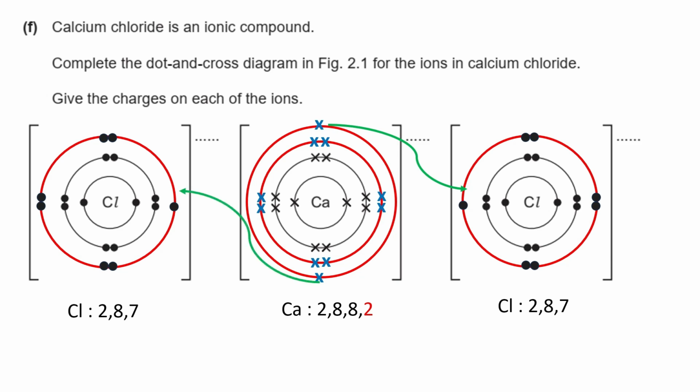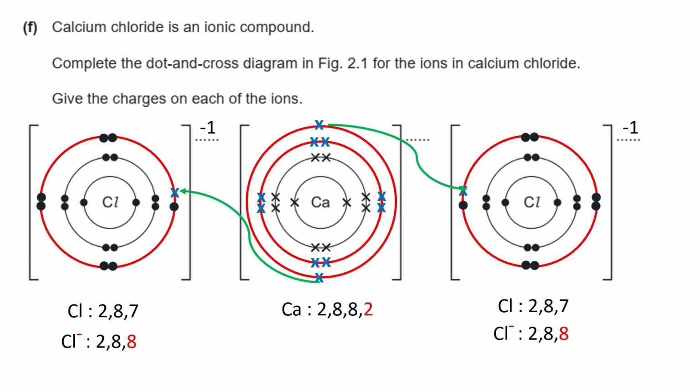Look, when these 2 chlorine atoms gain electrons, they change into chloride ions containing 2,8,8, Cl minus. The same for the other chlorine atom, which also gains 1 electron and turns into 2,8,8, Cl minus. So we write minus 1 above the square brackets.